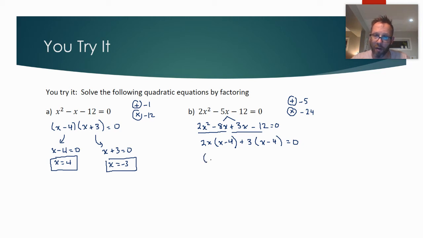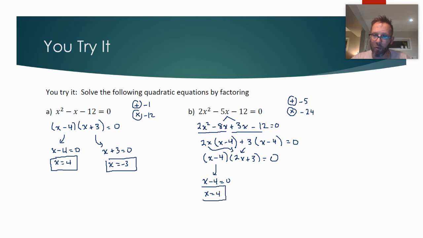Common factor one more time. X minus 4 is now in common, and we have a 2x and a 3. 2x plus 3 equals 0. We've now factored. What are the solutions? Many of you could probably just pick off the first solution. It's x equals 4.